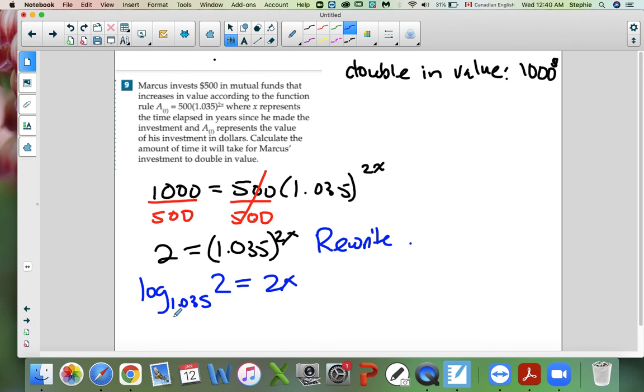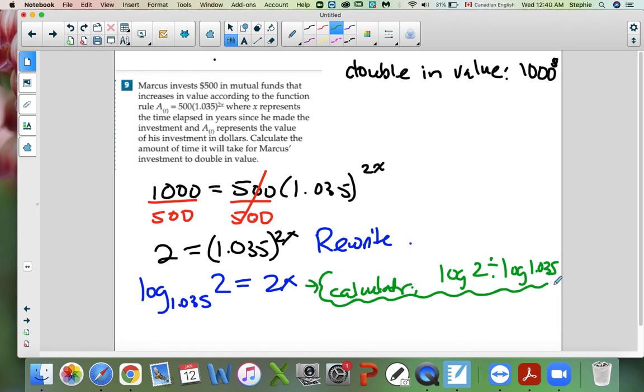On the calculator, just a side note, it's going to be log of 2 divided by log of 1.035. That's what this is. You don't have to show that. You're going to do that on your calculator. 2 log divided by 1.035 log is 20. It's not going to be a beautiful number, but whatever. We make do.